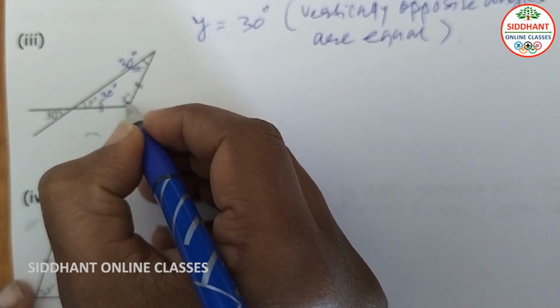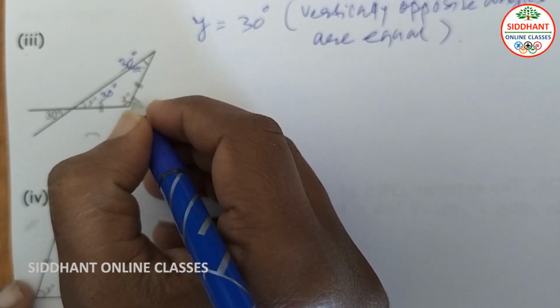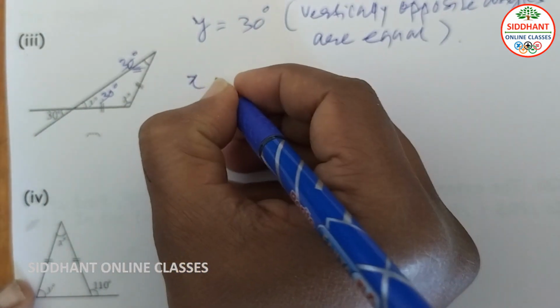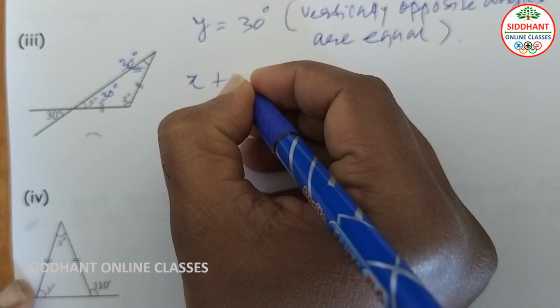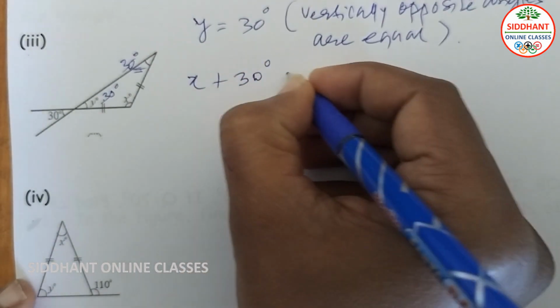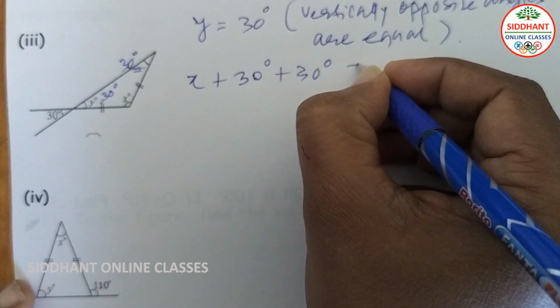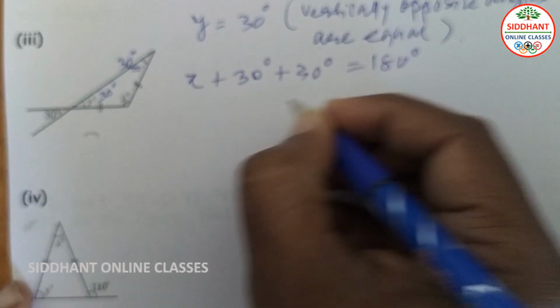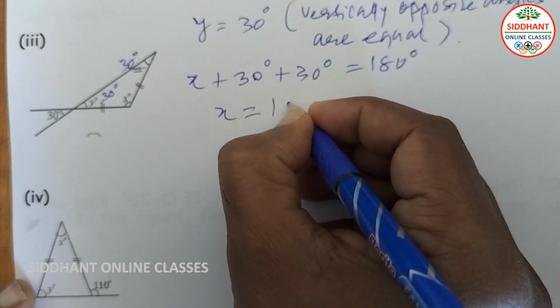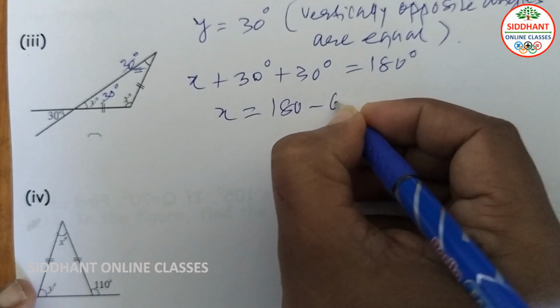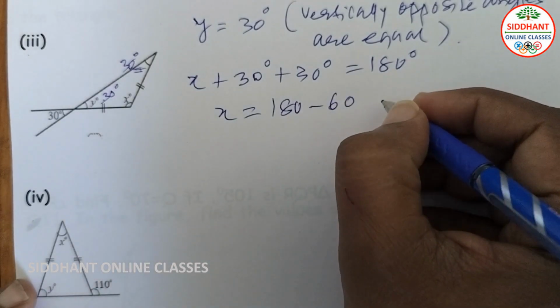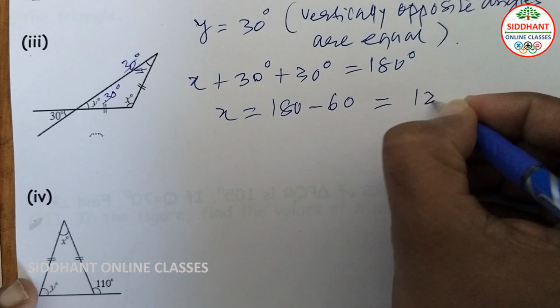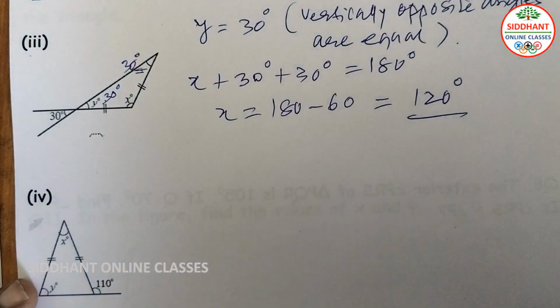We are going to find out x. The sum of angles is equal to 180 degrees. Then x plus 30 plus 30 degrees is equal to 180 degrees here. Then x equals 180 minus 60, that equals 120 degrees.